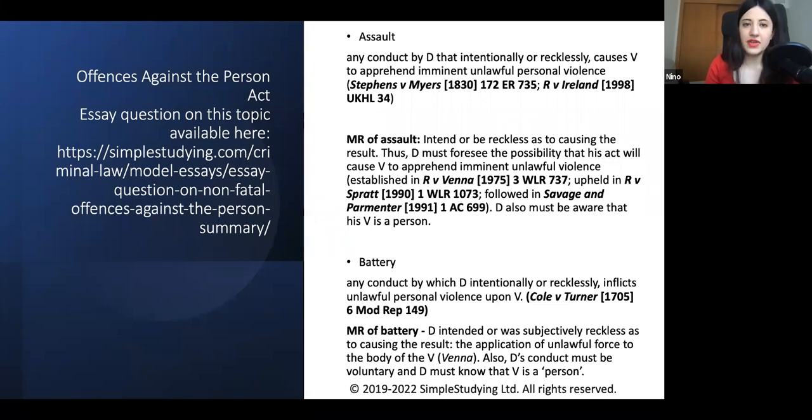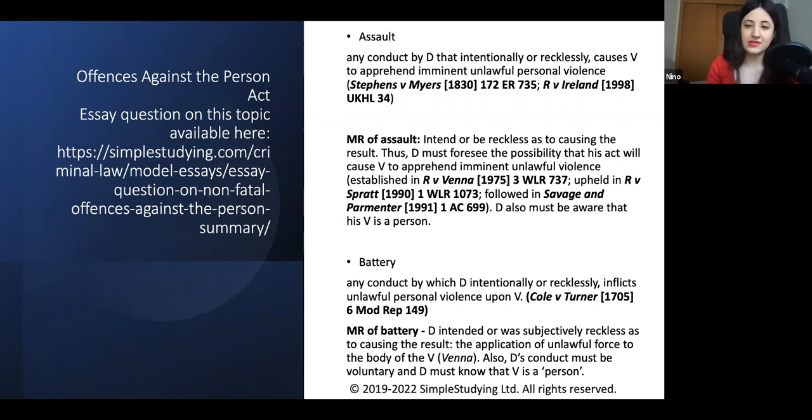Offences against the Person Act is also a very common topic that comes up on criminal law exams. You need to know assault and battery. This is any conduct by the defendant that intentionally or recklessly causes the victim to apprehend imminent unlawful personal violence. The difference between assault and battery is that assault does not require physical touching, whereas battery requires physical touching.